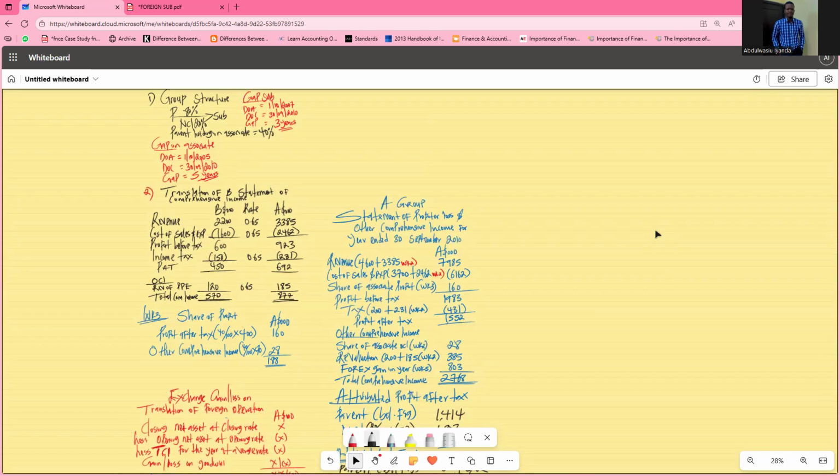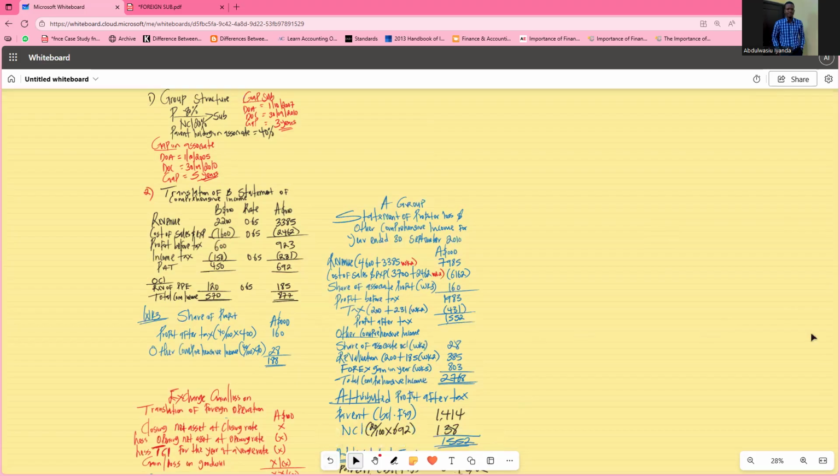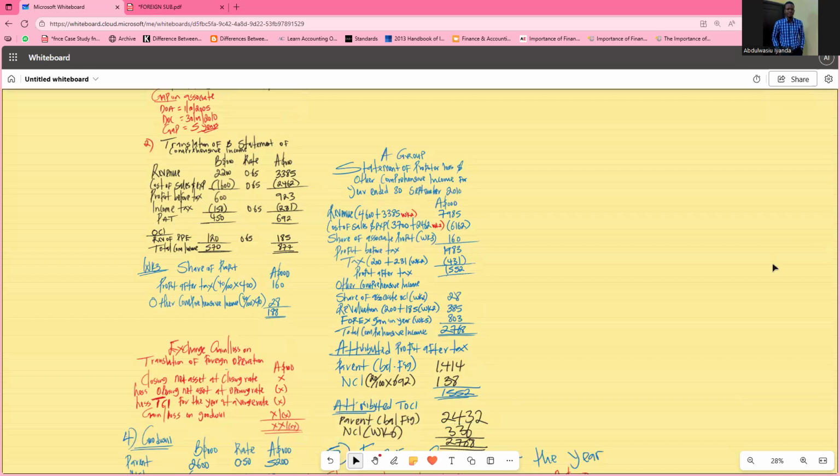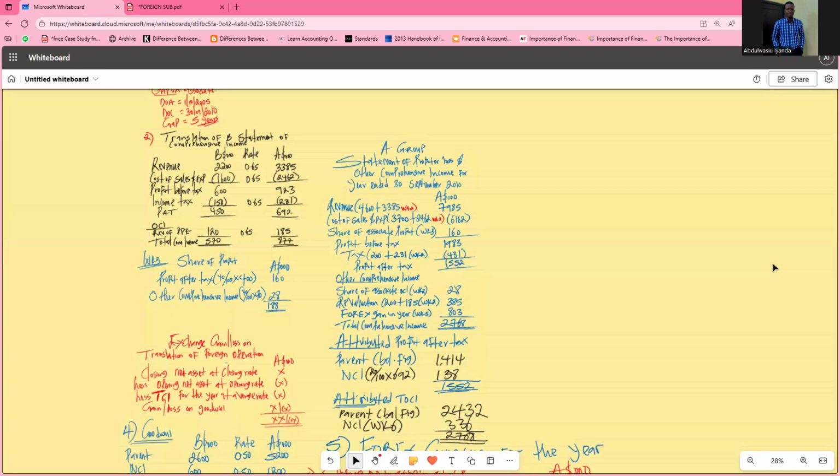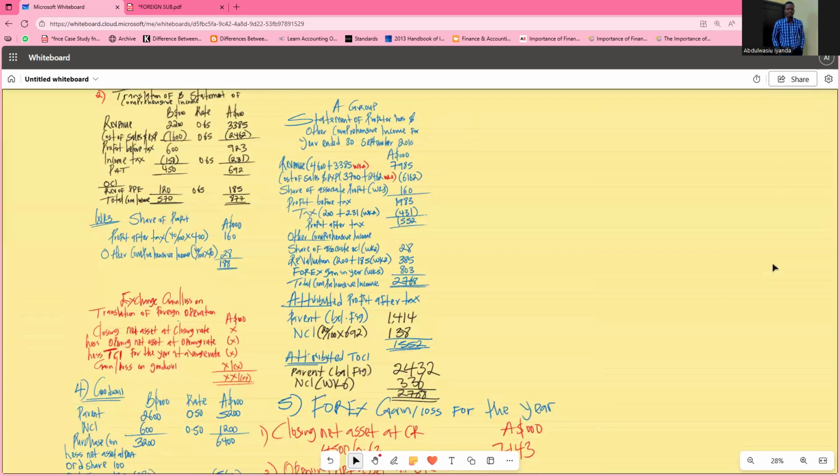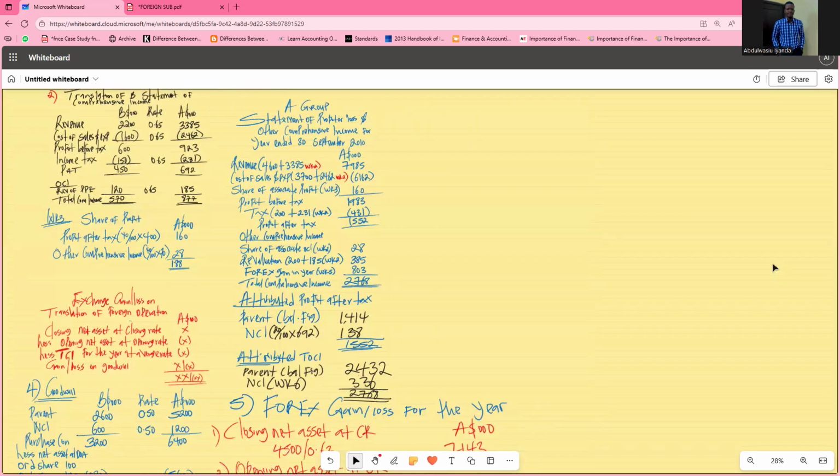So the first thing you do is your group structure. The next thing you do is the workings. So you do the translation, and you can take a screenshot of the workings of the solution as a whole. So this is the whole of it. Let me scroll down. The most important aspect is to start from your working 2. You do the translation, the P&L at an average rate. The first thing you have to do is determine the functional currency.